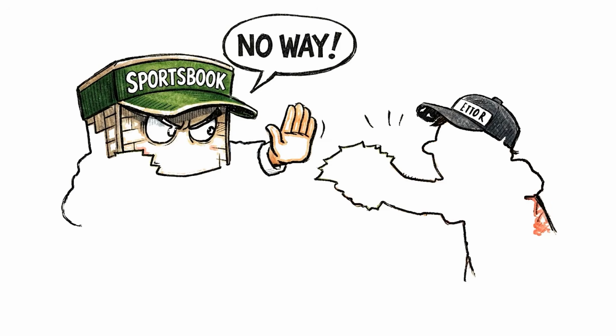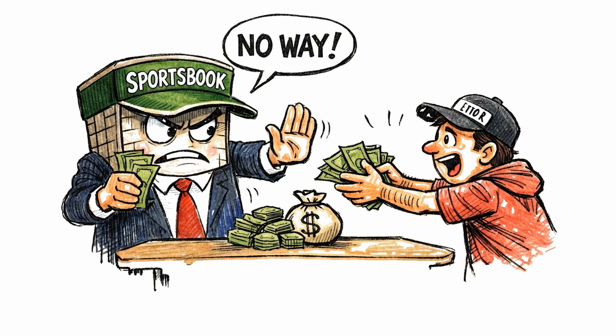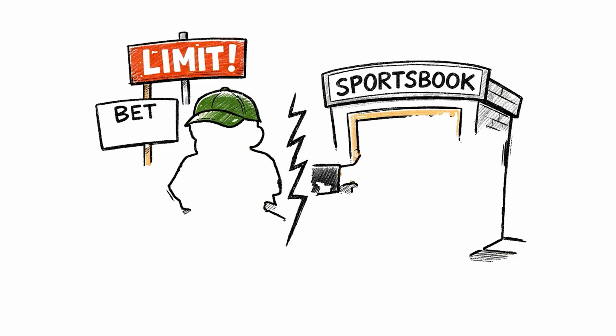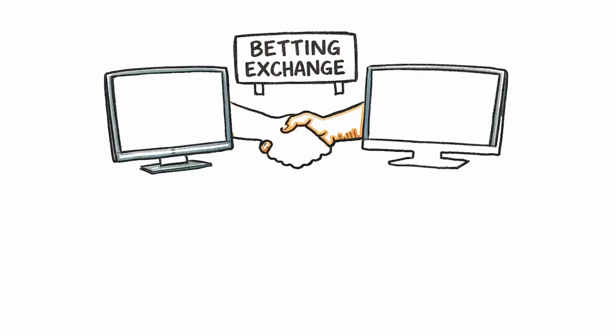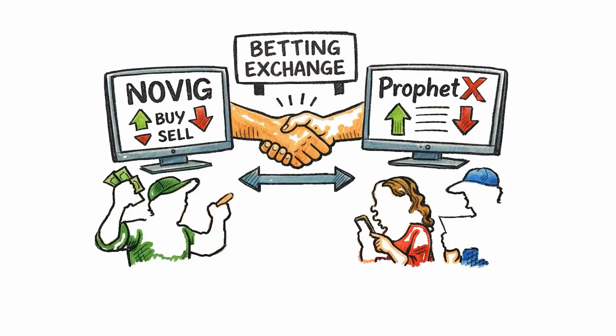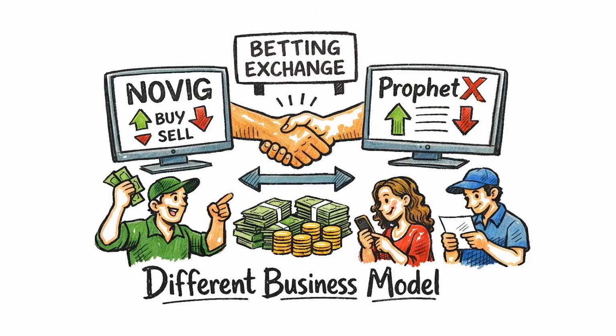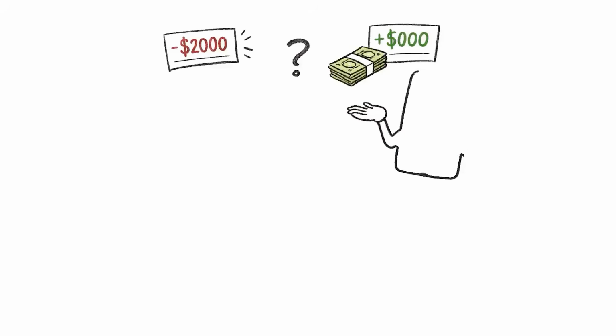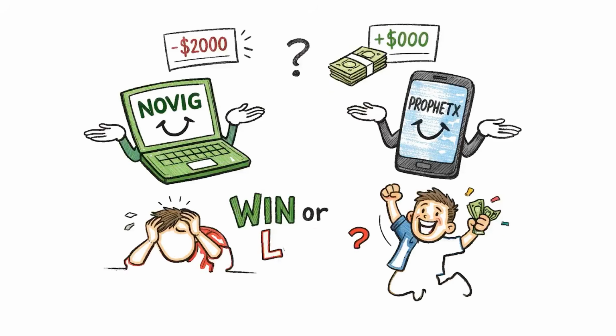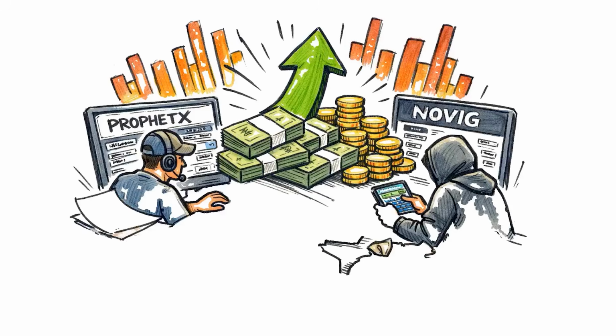And of course, sportsbooks don't want you to take their money, so their solution against sharp professional bettors is to limit or ban them. The betting exchanges like NoVig and ProphetX operate off of a completely different business model. They make their money off of transactions, not a house fee. So NoVig and ProphetX don't actually care if you're profitable or not. What they want is volume.